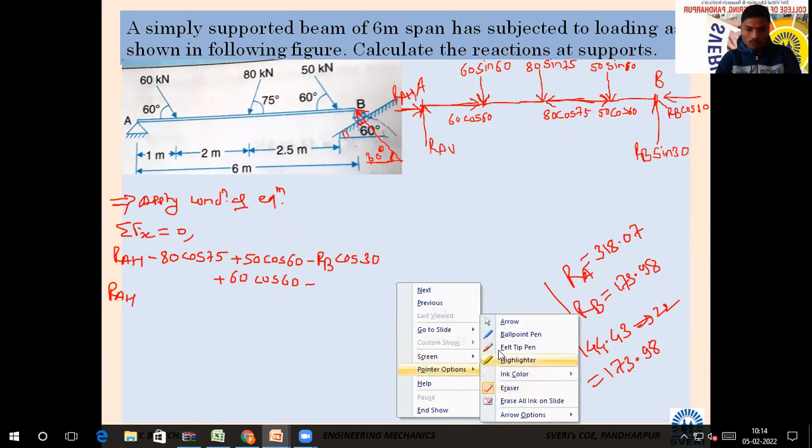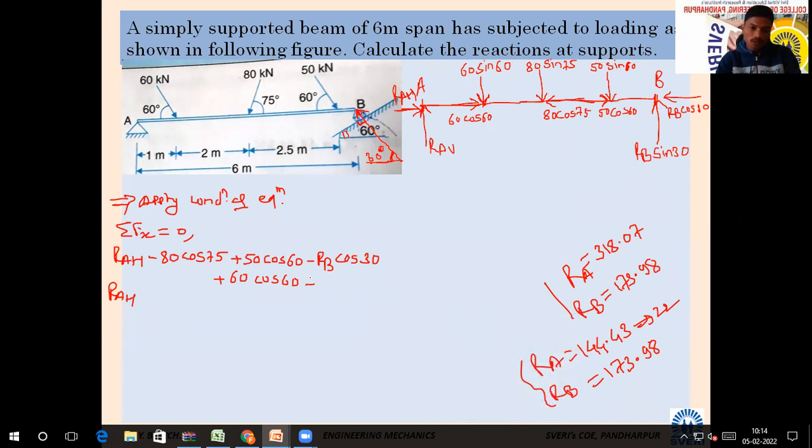Okay, calculate cos 30, how much is it? What is the value of cos 30? The calculator should be with you. It's so difficult. Immediately you should tell cos 30. Only two buttons you have to press. 0.86. So 0.86 RB. Now calculate all the remaining terms.